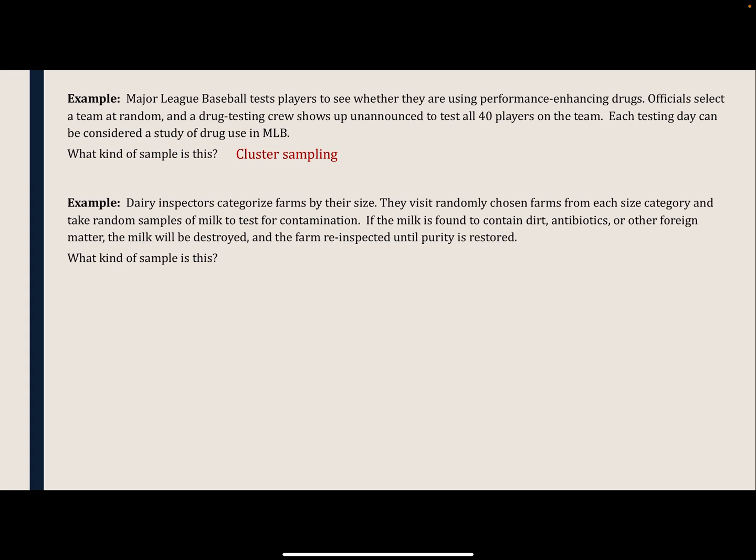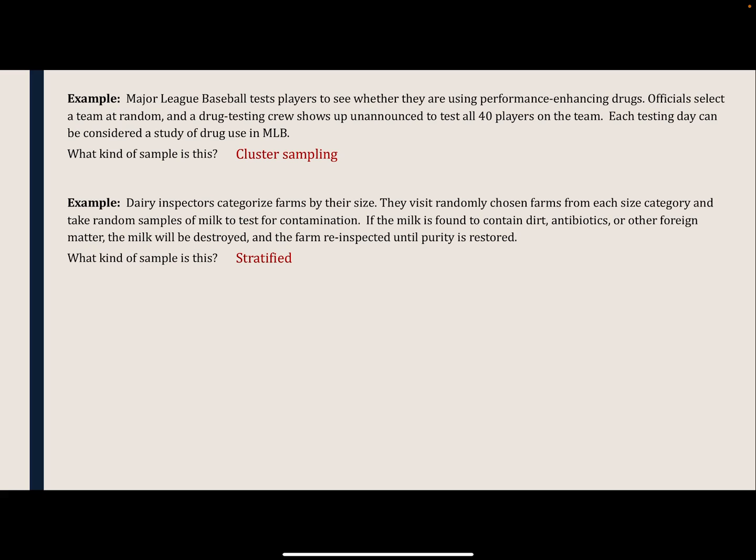The next example. Dairy inspectors categorize farms by their size. They visit randomly chosen farms from each size category and take random samples of milk to test for contamination. If the milk is found to contain dirt, antibiotics, or other foreign matter, the milk will be destroyed and the farm re-inspected until purity is restored. What kind of sample is this?